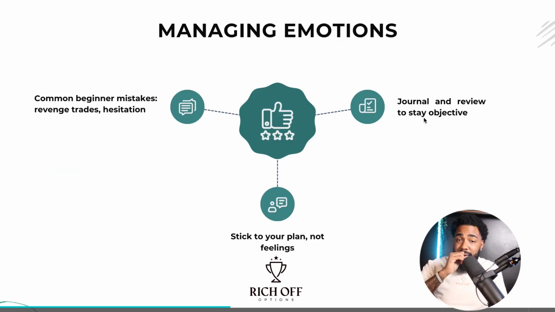All right. Managing emotions. Common beginner mistakes: revenge trading, hesitation. Listen, this is hesitation. You do it every day in practice. It's that same layup. It's just in game time. Still do that same layup, that same muscle memory. So if your strategy works, make sure there's no hesitation.